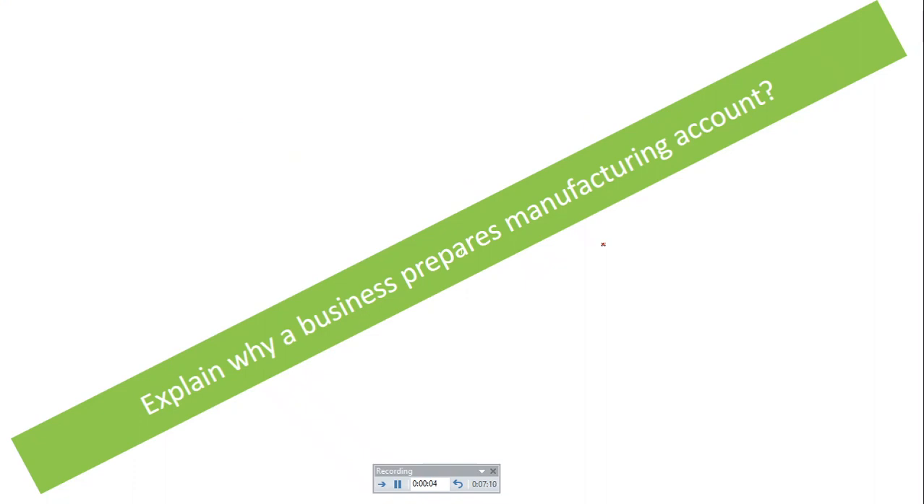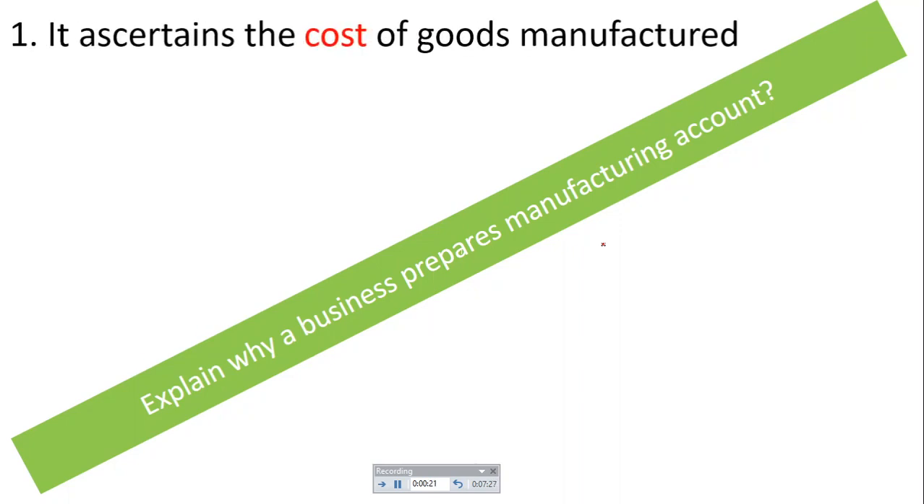Okay, here's a question we need to answer before we go into further depth. Explain why a business prepares a manufacturing account. Now, why do you think a business prepares a manufacturing account? There could be a number of reasons. Some of the reasons I'm going to read out as quickly as possible. Number one, to ascertain the cost of goods manufactured. You want to calculate the cost of your goods manufactured. That's why you are making your manufacturing account, assuming you have a manufacturing business.